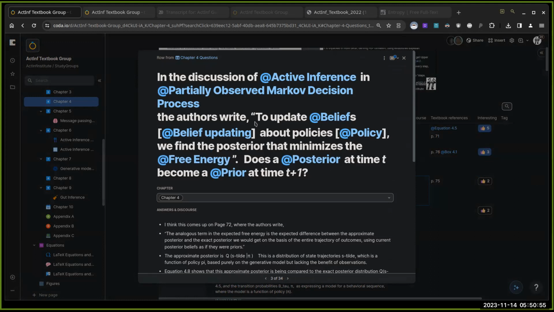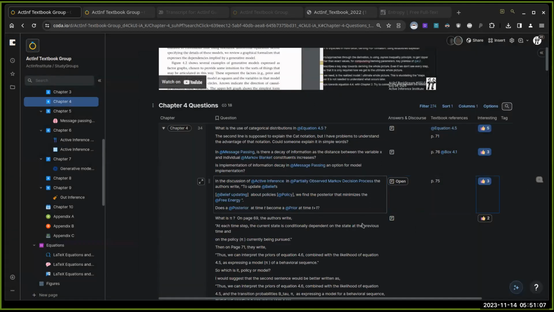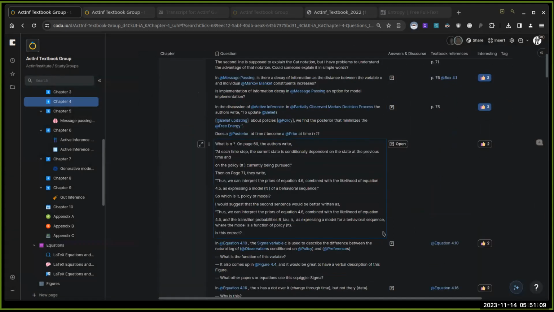To update beliefs about policies, we find the posterior that minimizes the free energy. Does a posterior at time t become a prior at time t plus 1? Yes. Any thoughts or questions people want to make?